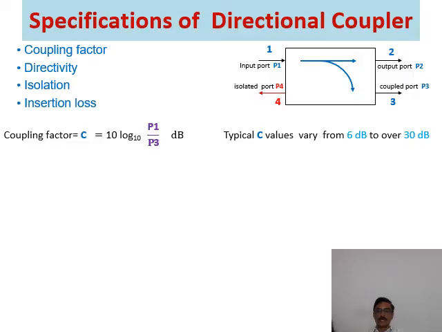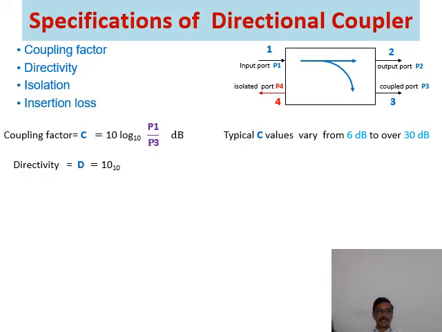For example, if the coupling factor of a directional coupler is 6 dB, it represents that the power available at P3 will be 6 dB down from the input power P1. Similarly, if the directional coupler has a coupling factor of 30 dB, it indicates the power available at P3 is 30 dB down from the input port power P1.